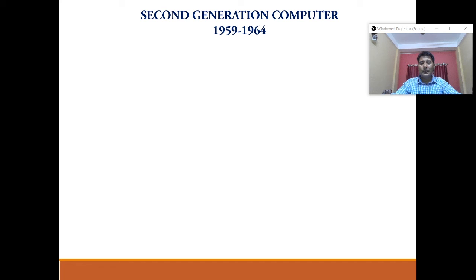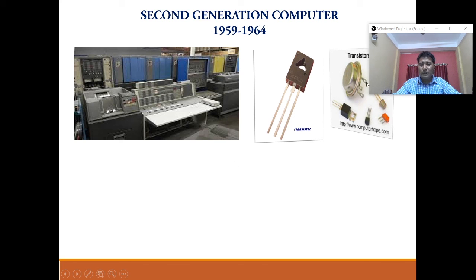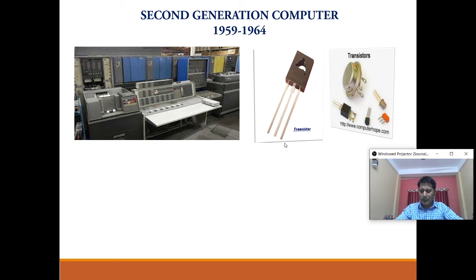Second generation computer, that is from 1959 to 1964. You can see the figure of a second generation computer here. Slowly the size of computers decreased as we move through the generations, and the processors used in second generation computers were called transistors. This is the figure of a transistor. The output in second generation computers was in the form of a printout, and high level languages were used in the second generation computers, like Fortran, COBOL, BASIC, and many others.